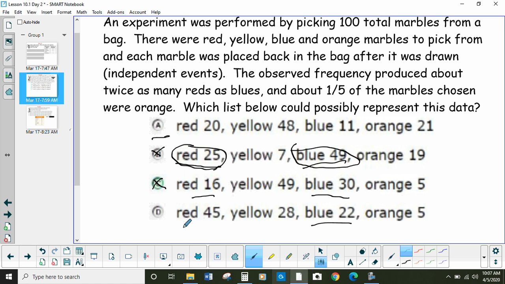22 blues, 45 reds, that's about twice as many, right? If I doubled 22, I'd get 44. That's around 44, so already I know it has to be A or D. I already got a 50-50 chance just by looking at the first one.